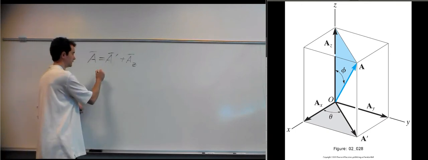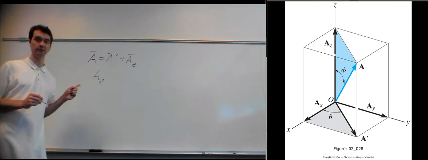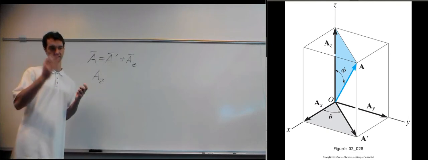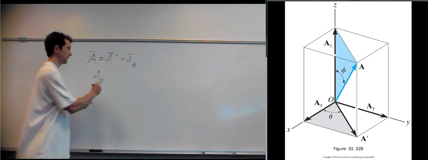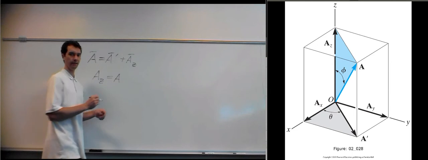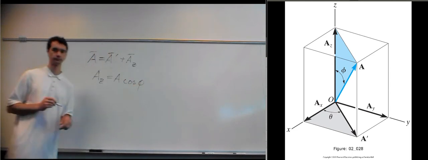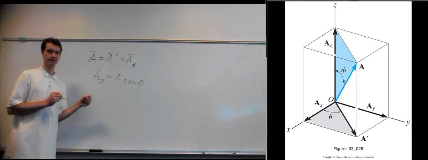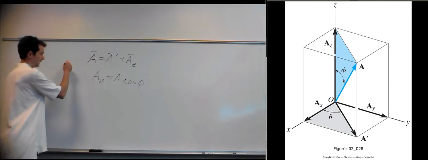So we have AZ, and again, this is just a magnitude. We already know the direction of AZ. It's in the direction of the K unit vector. So the magnitude AZ is equal to the magnitude of A times the cosine of phi. So the magnitude of AZ is A times cosine of phi.